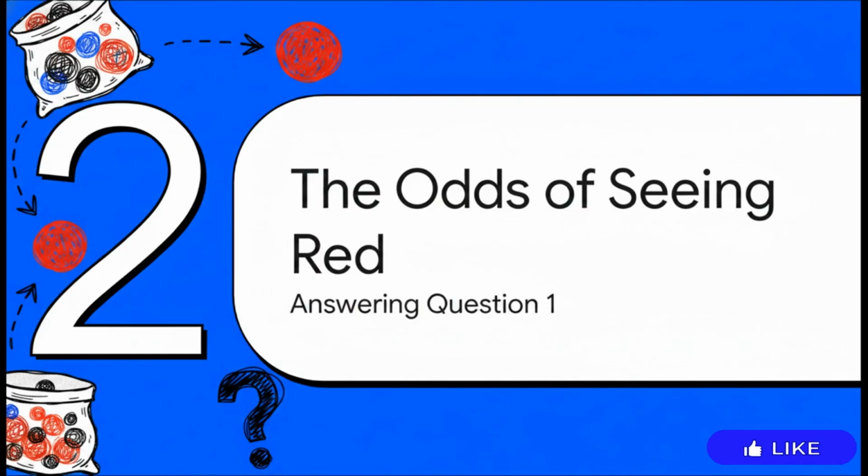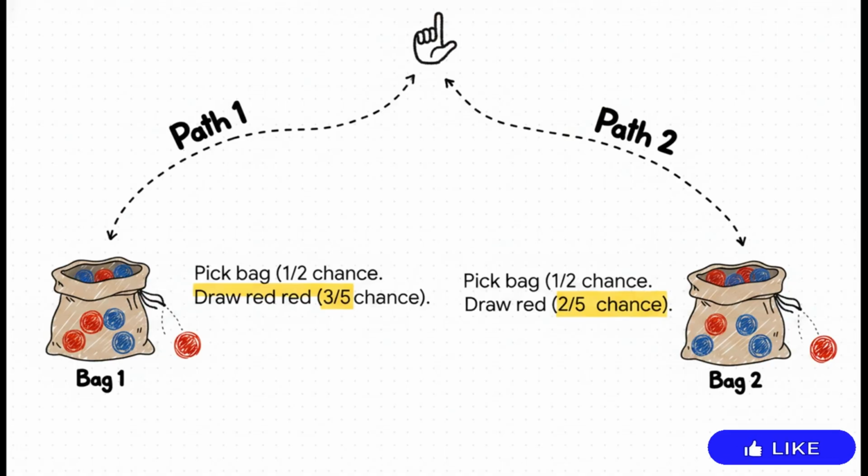Now, before we get to the really juicy part, let's warm up with a more straightforward question. Imagine this. First, we choose one of the 2 bags completely at random. It's a 50-50 shot. Then we reach in without looking and pull out 1 ball. So, what's the total probability that the ball we end up with is red? To figure this out, we have to realize there are 2 different ways this can all play out.